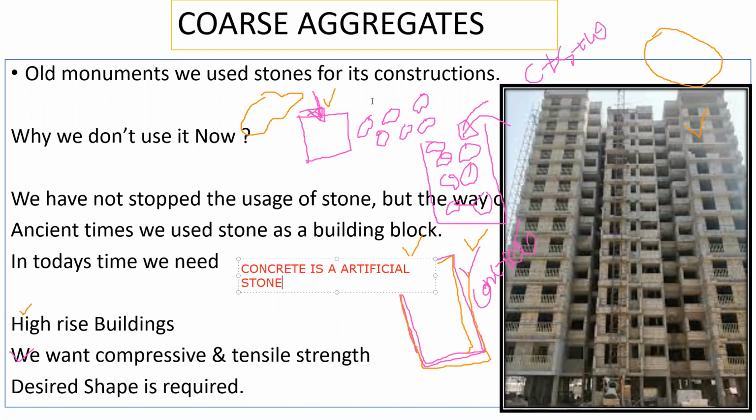So in the next lecture we'll try to see how these classifications of the aggregates are done, how the coarse aggregate is defined, how the fine aggregate is defined, what you mean by all those things. These things we'll see in the next lecture. But before that, I wanted to explain that we have not stopped the usage of the stone, but the way of using it has changed, and this is the fundamental that we need to understand, how the coarse aggregate is going to help us.